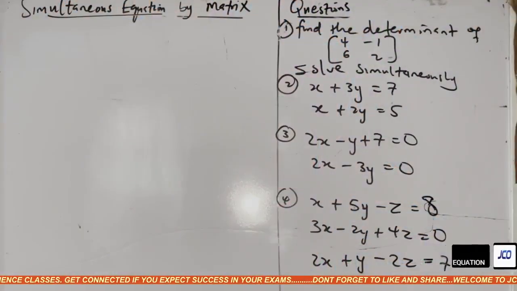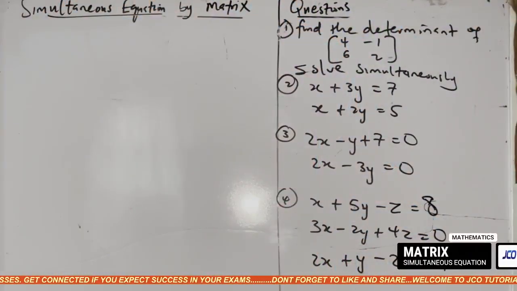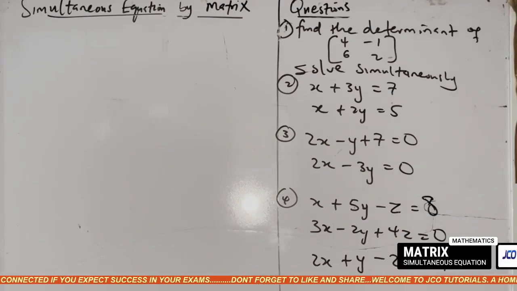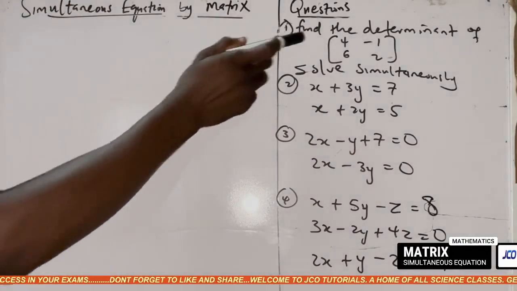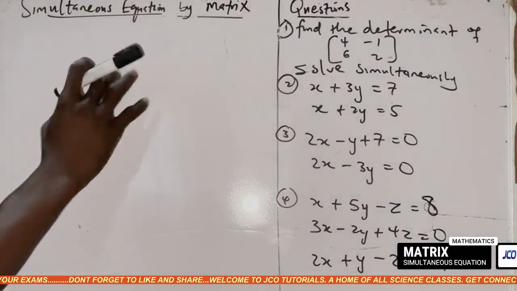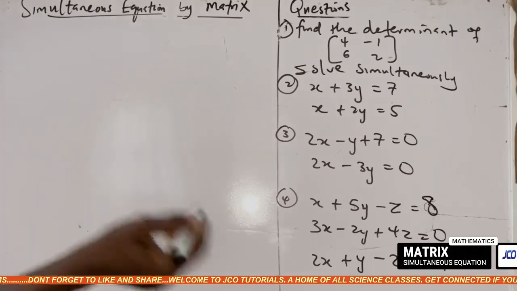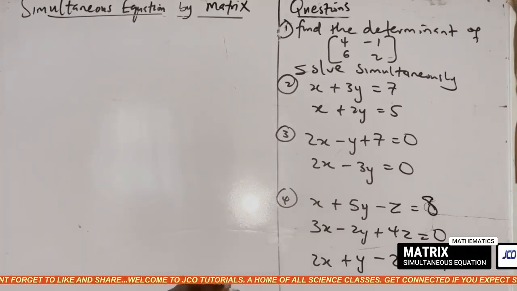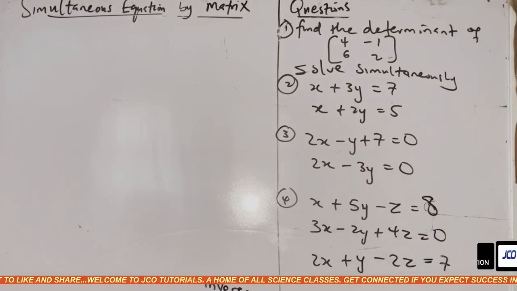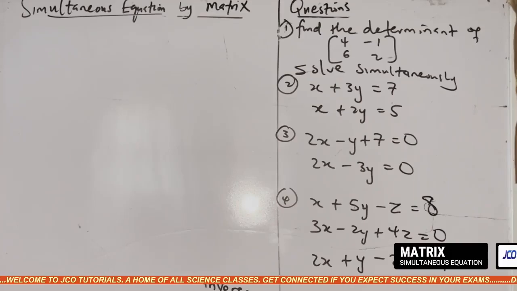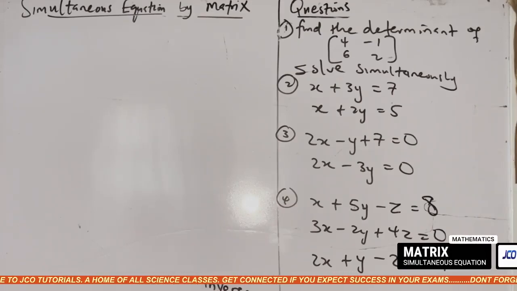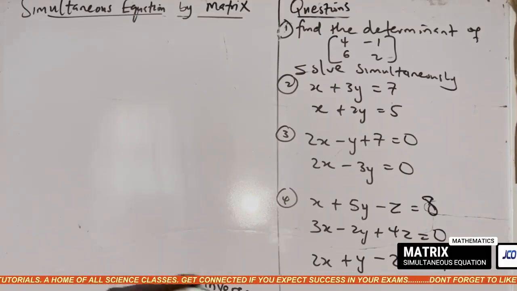All right, so we want to go into simultaneous equation, but this time around, I want to solve it using matrix method. Please, before we begin, there's something we must know: how to find determinants. There are two ways of solving simultaneous equation using matrix method. You have the inverse method, you have the Cramer's rule. We're going to start with understanding the Cramer's rule because that is very, very simple for many students to catch up. So please follow up.